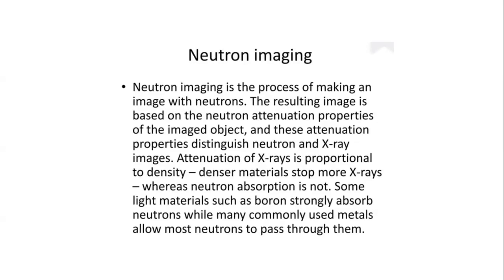The resulting image is based on the neutron attenuation properties of the imaged object, and these attenuation properties distinguish neutron and X-ray images. Attenuation of X-rays is proportional to density, or denser materials stop more X-rays, whereas neutron absorption is not. Some light materials such as boron strongly absorb neutrons, while many commonly used metals allow most neutrons to pass through them.